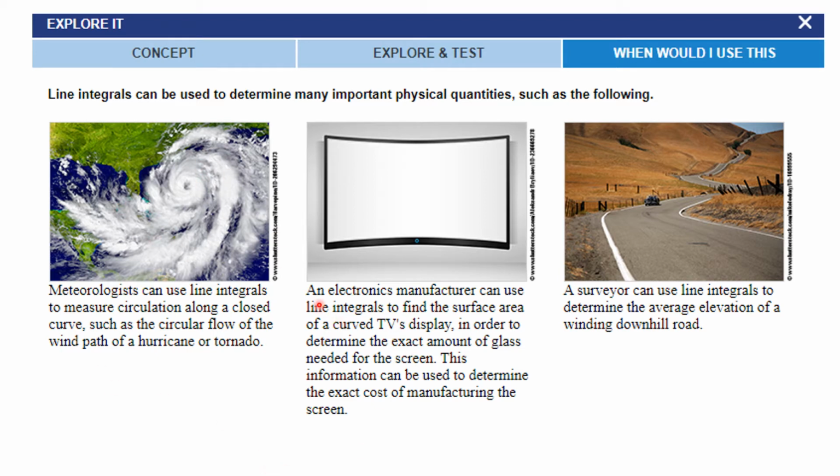An electronics manufacturer can use line integrals to find the surface area of a curved TV screen in order to determine the exact amount of glass needed for the screen. This information can be used to determine the exact cost of manufacturing the screen. And a surveyor can use line integrals to determine the average elevation of a winding downhill road. So this goes down, it curves, and so on and so forth.